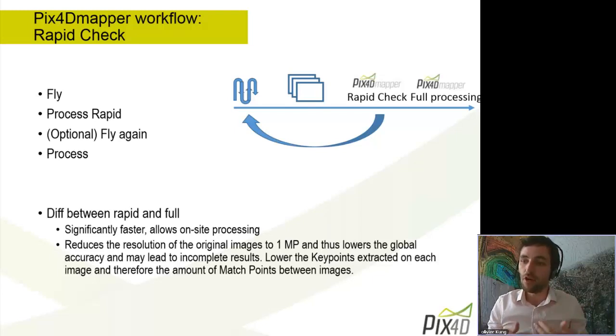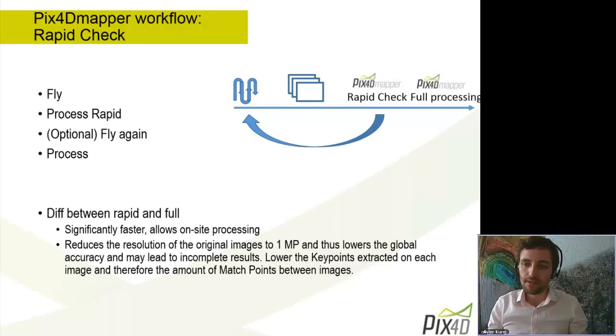The rapid check really allows you, right on the spot, to understand if potentially you will need more images for your project. So in reality, what the rapid check is doing is reducing the resolution of the images before the processing.